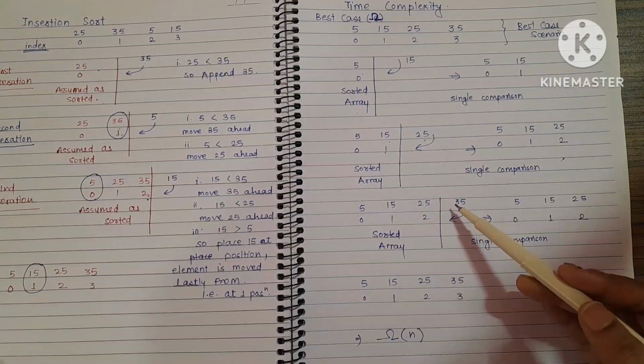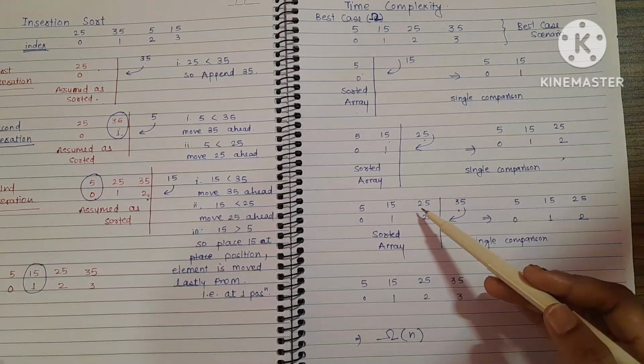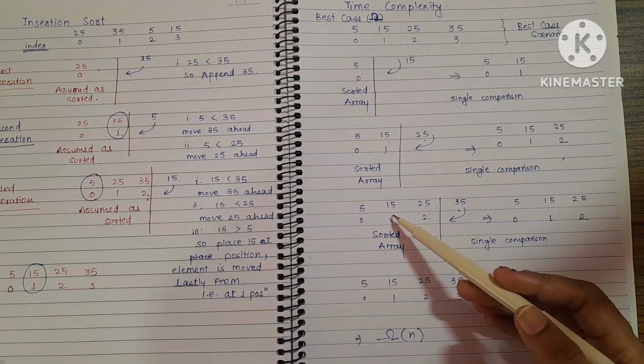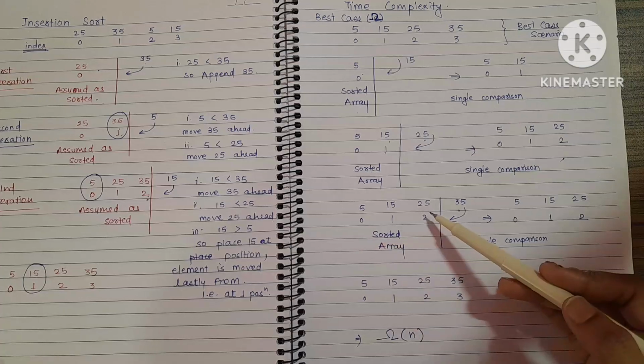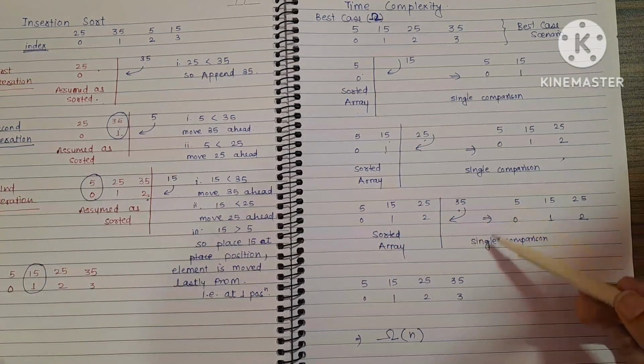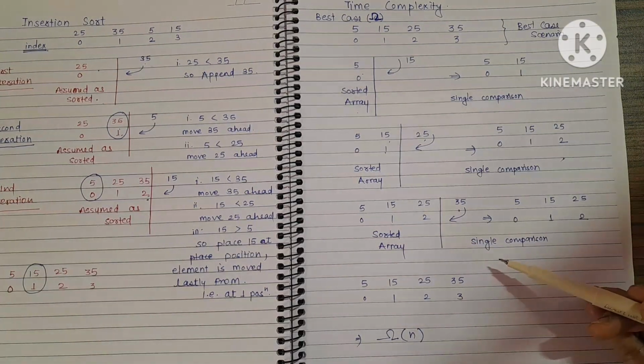It is not going to be compared with the elements which appear before 25, with the assumption that as all these elements are in ascending order, these elements are smaller than 35. And this iteration also involves a single comparison.